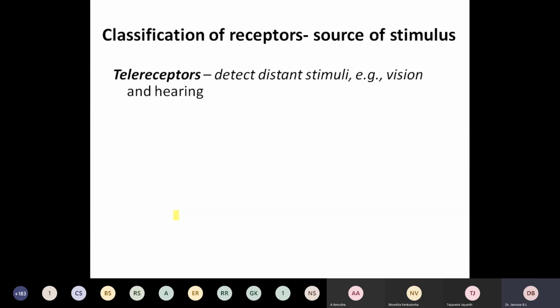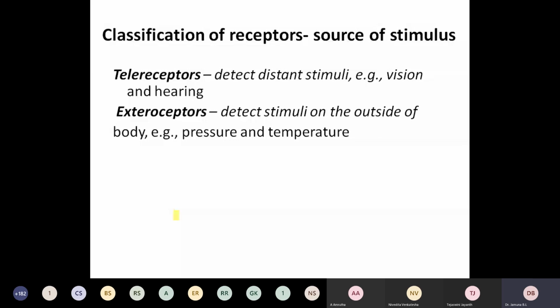Depending on the source of stimulus, you can classify the receptors into telereceptors, which detect distant stimuli. The receptors are present within a sensory organ, but they receive a stimulus not immediately over the receptor; it is from a distance. Like vision and hearing, those are the telereceptors. And exteroceptors detect a stimulus immediately outside of the body, like over the skin, whether temperature or touch. All these are called exteroceptors.